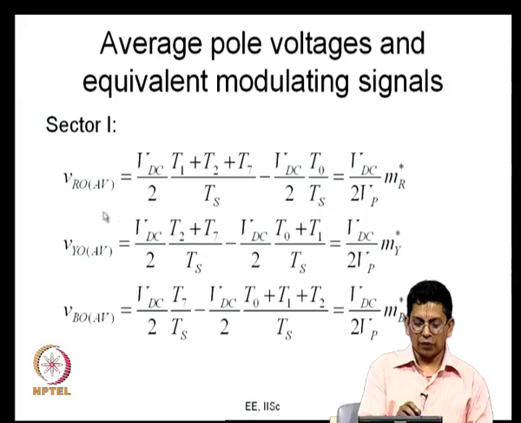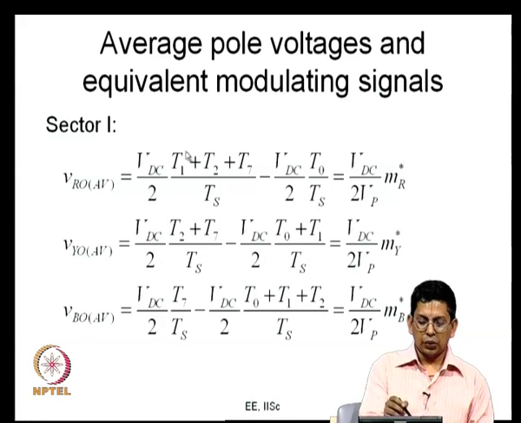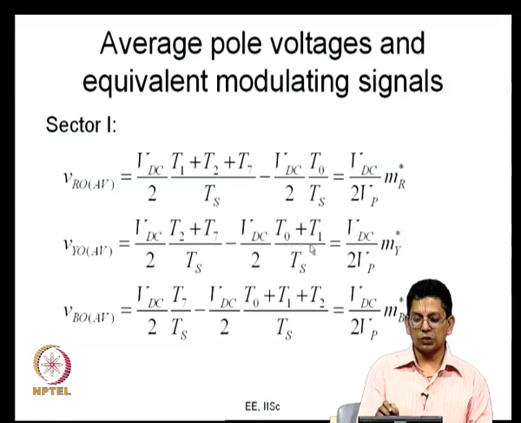So, the equation for VRO average is given to you now. For the time during the interval T1 plus T2 plus T7, the top device of R phase is on. During the interval T0, the bottom device is on. Therefore, the pole voltage here is minus VDC by 2, and this is the expression for the average voltage of VRO. Similarly, for VYO average, the top device is on during T2 plus T7, and the bottom device is on for T0 plus T1. Therefore, this is the average voltage. Again, for VBO average, the top device is on only during the interval T7, and the bottom device is on during the intervals T0 plus T1 plus T2. So, like this you can do the calculation. You can just complete this.